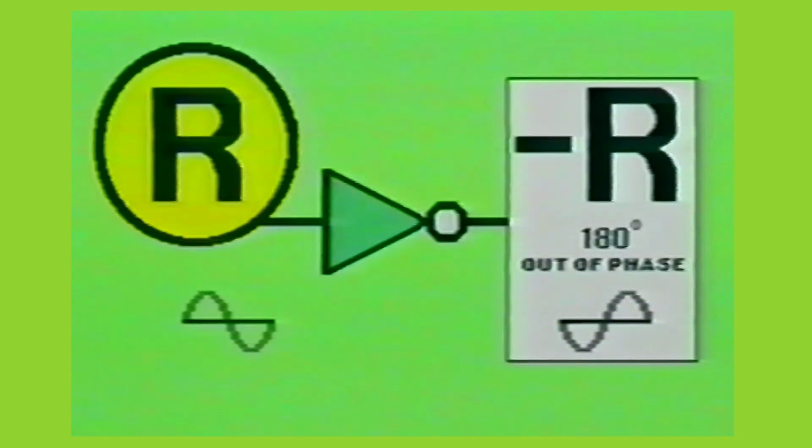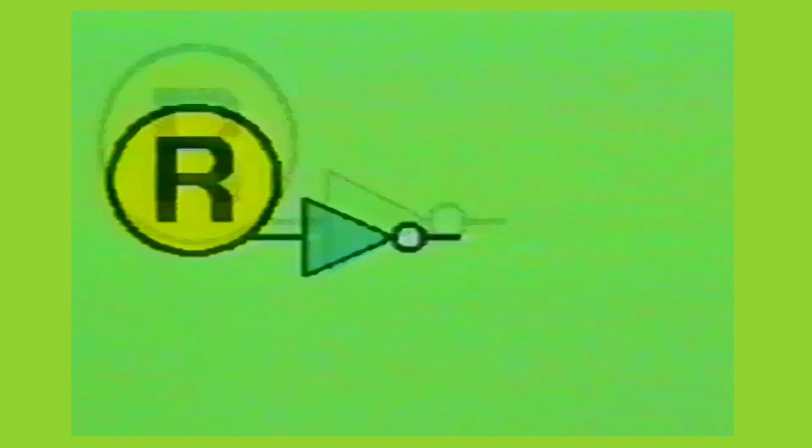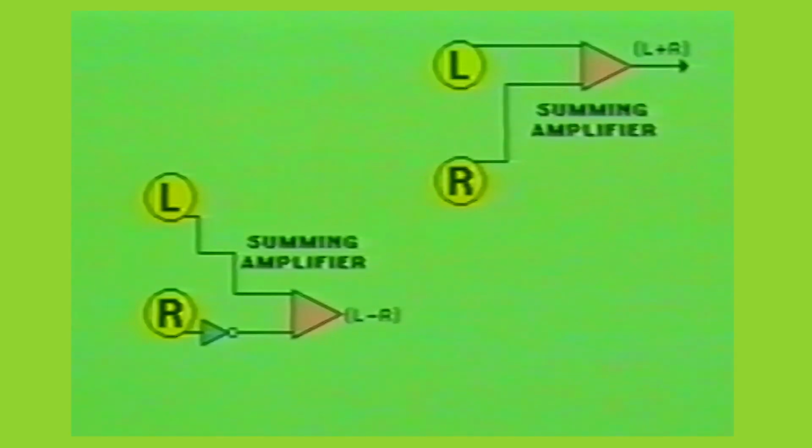Now that a minus R signal is readily available for use, we can connect or add both the left audio line with the output of the operational amplifier, which is producing an inverted or negative R audio signal. When both signals are summed together, the result is an L minus R signal. If both L plus R and L minus R processes are combined into one unit, we have an encoder matrix.